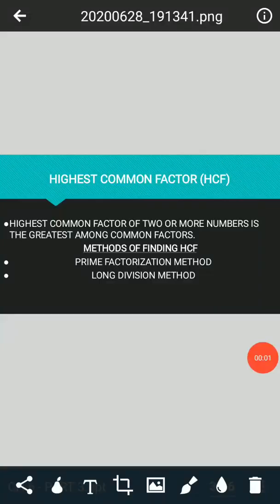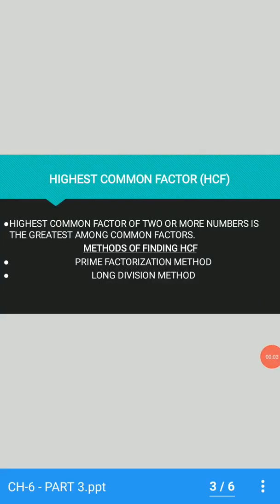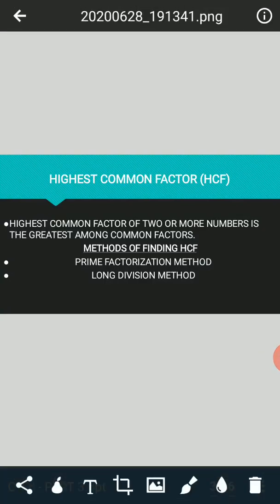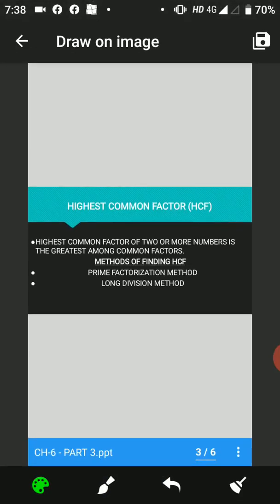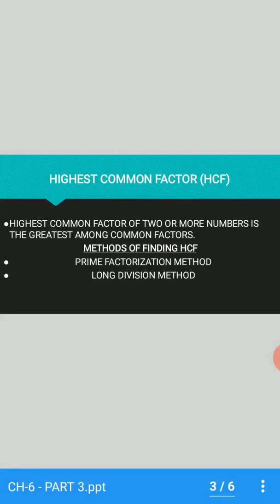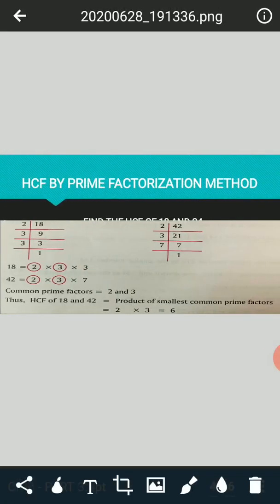Now students, this highest common factor has two more methods of finding HCF. One is the prime factorization method and another method is the long division method. Clear? Firstly, we will discuss the prime factorization method. Clear?